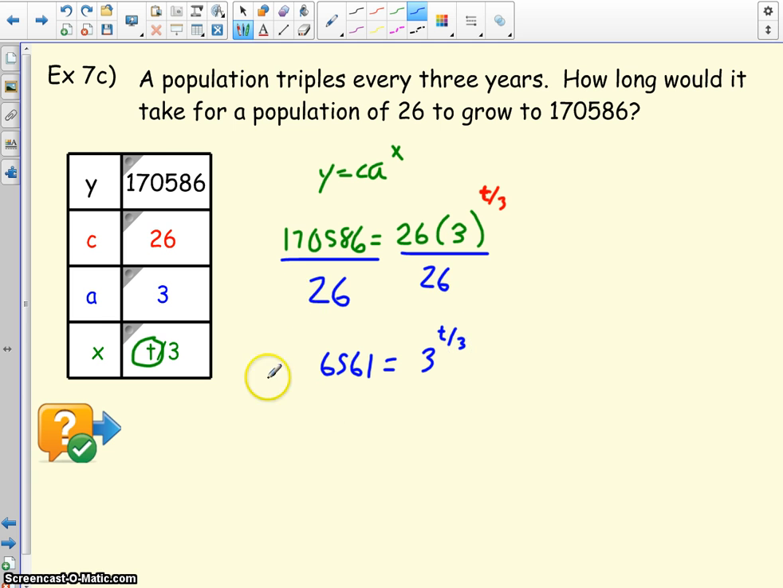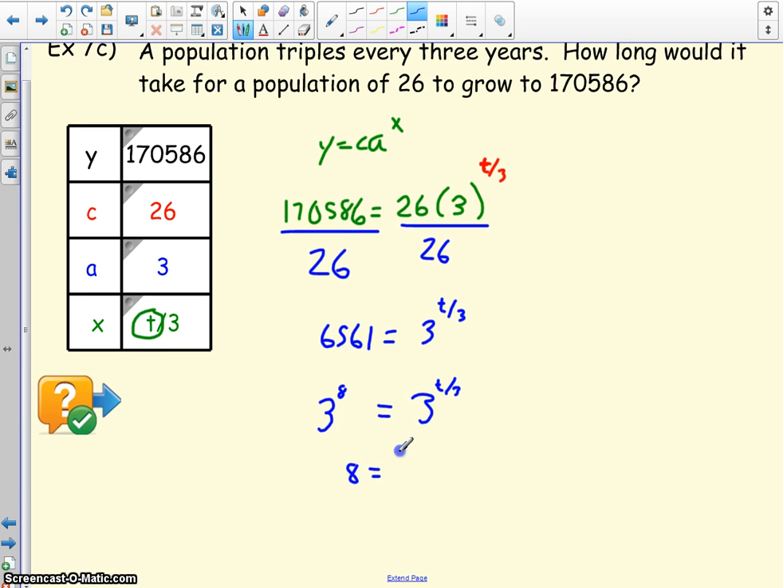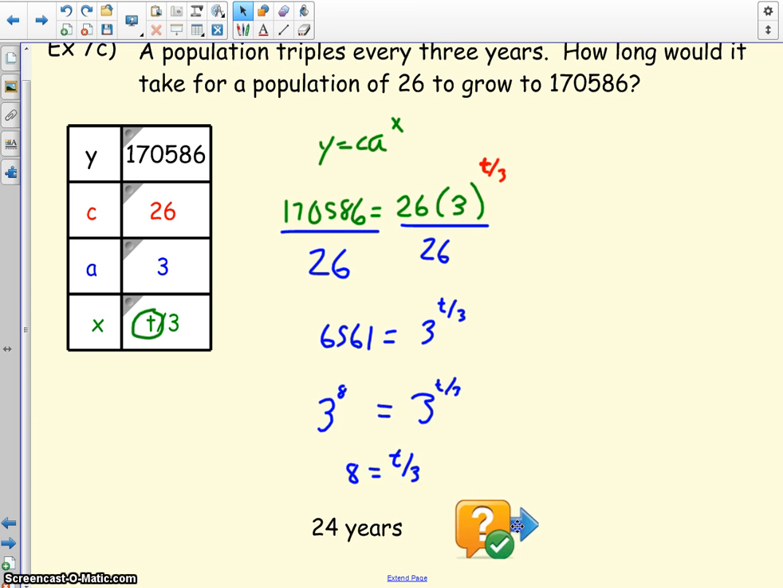Now, the only way we're going to be able to solve this is if the left side of this equation, 6,561, is a power of 3. Hopefully it is. We can play around with it for a little bit. And again, try different exponents in your calculator, because you may not recognize immediately what exponent you'd put on 3, but if you play around with your calculator, you'll eventually see that 3 to the exponent 8 is 6,561. So once we get into this situation, now we can start equating the exponents. So 8 will be equal to t over 3. That'll give us a final value for t of 24 years.